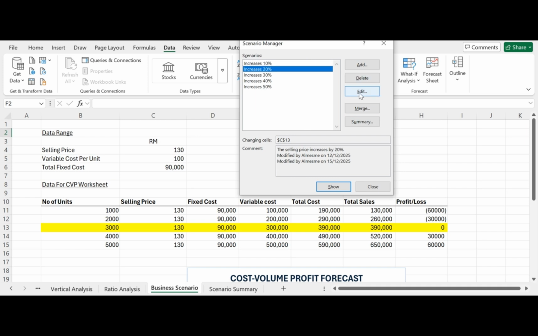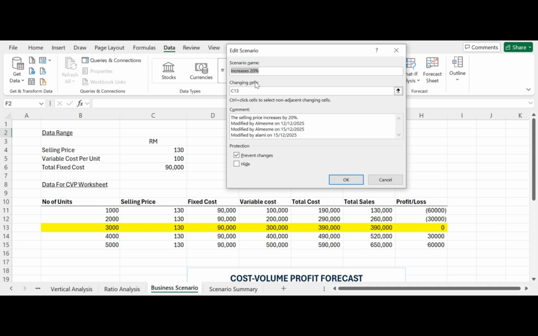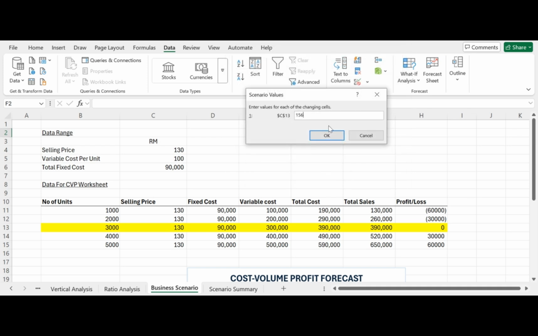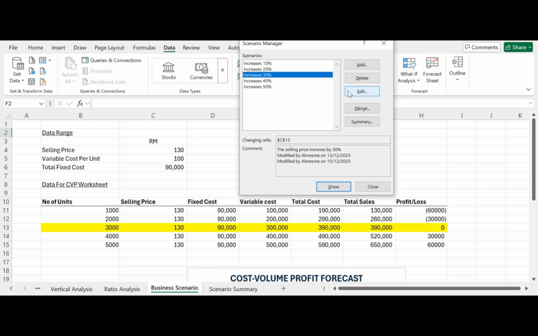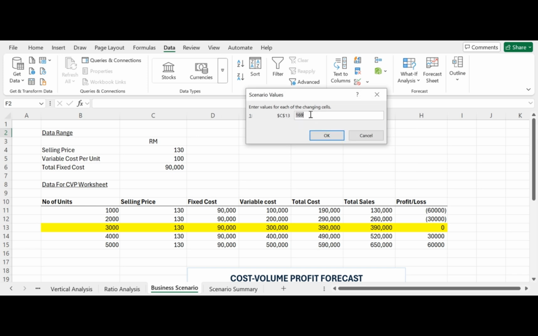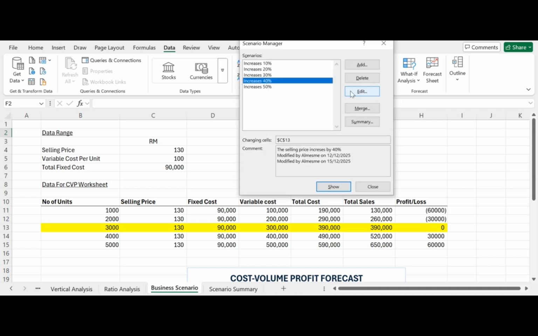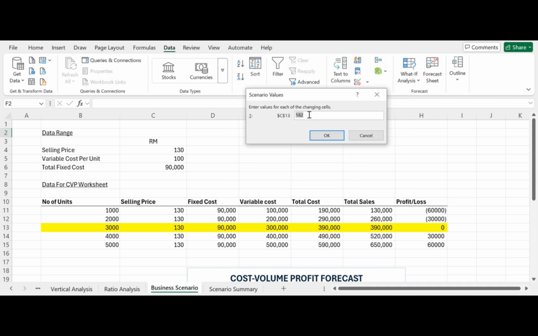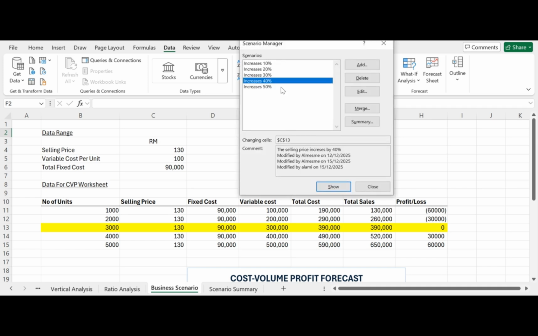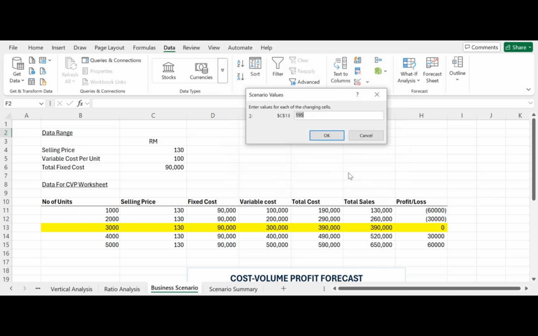And for the scenario where the selling price increases by 20%, the changing cell is also C13. The value, increased by 20%, amounts to 156. For the third scenario, the value is 169, where the selling price increases by 30%. The next scenario, the value is 182, which is the scenario where the selling price increases by 40%. The last scenario, the value is 175.